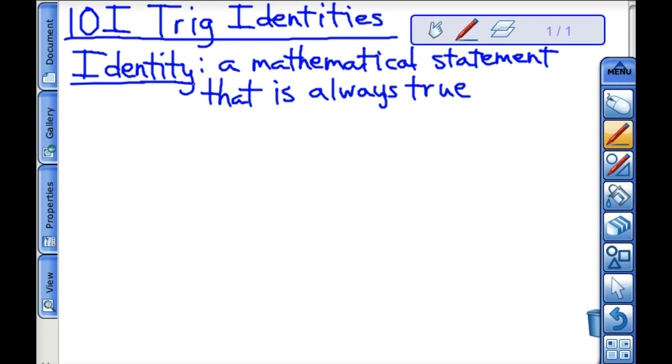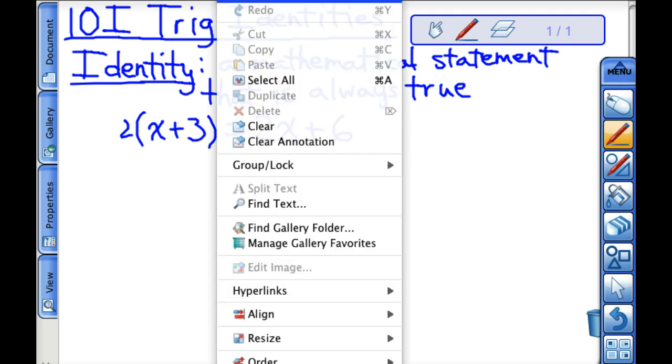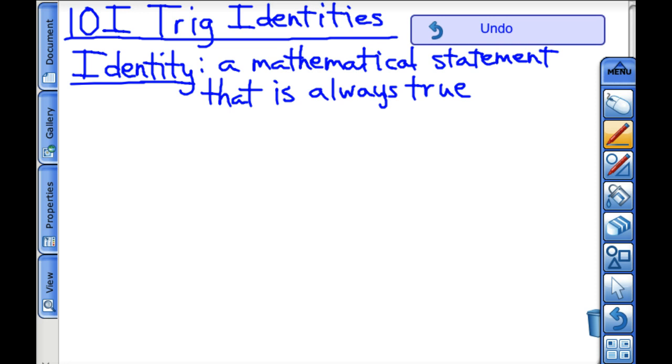So, for example, the distributive law is a good example of a type of identity. If I have 2 times x plus 3, that is always true. It is always true that that's equal to 2x plus 6. So you could think of that as a type of identity. Okay? In trig, we also have certain things that are always true, and some of them you've already come across.